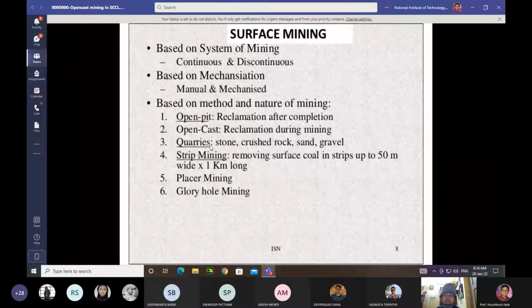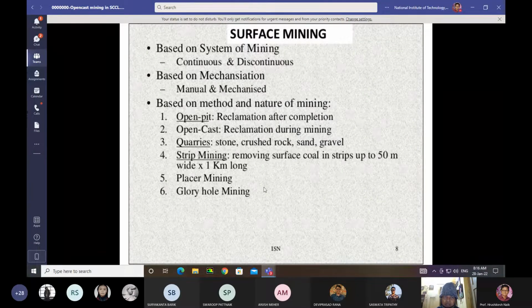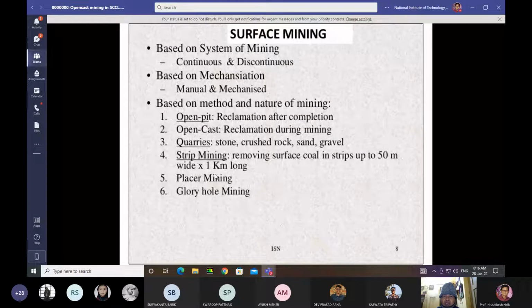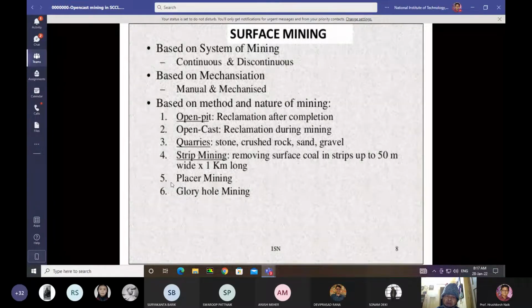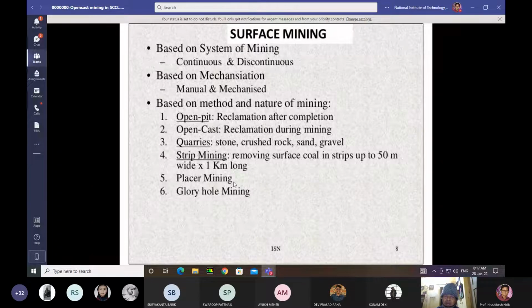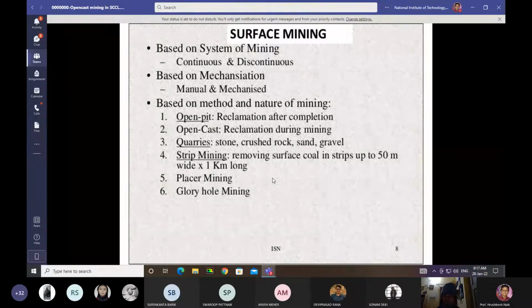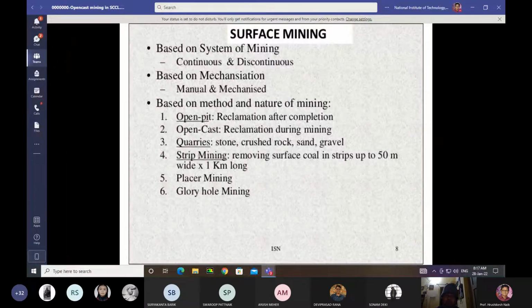Then what is strip mining? Strip mining is removing the surface coal in strips up to 50 meter wide and 1 kilometer long. Then there is another method which is called placer mining. This is carried out for the placer deposits. And we have already discussed glory hole mining in the previous classes. So these are the different surface mining methods used for the exploitation of the mineral deposits.